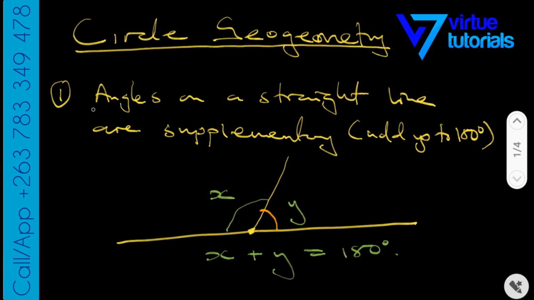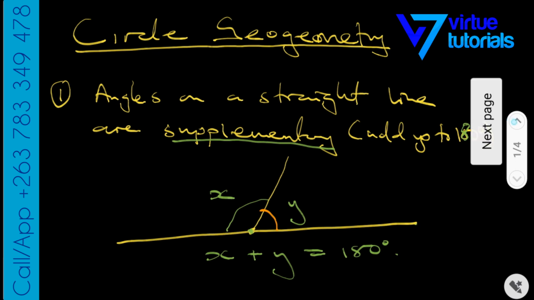And the first thing is angles on a straight line are supplementary. Angles on a straight line are supplementary. Now, when two angles are supplementary, it means they add up to 180 degrees. So if this is my straight line, I've got two angles at a particular point. These two angles add up to 180 degrees. So those two angles are supplementary.